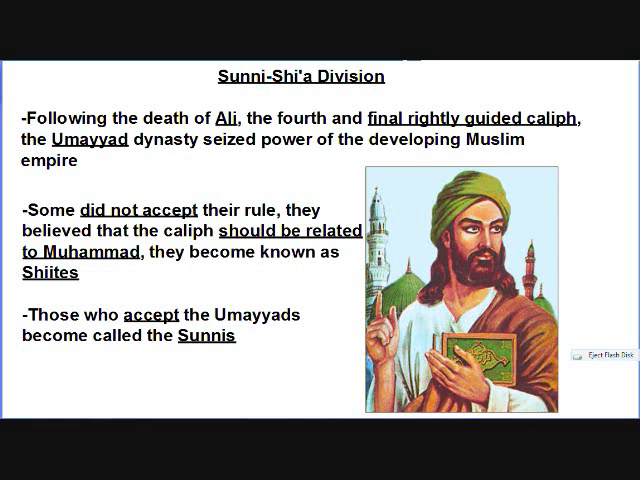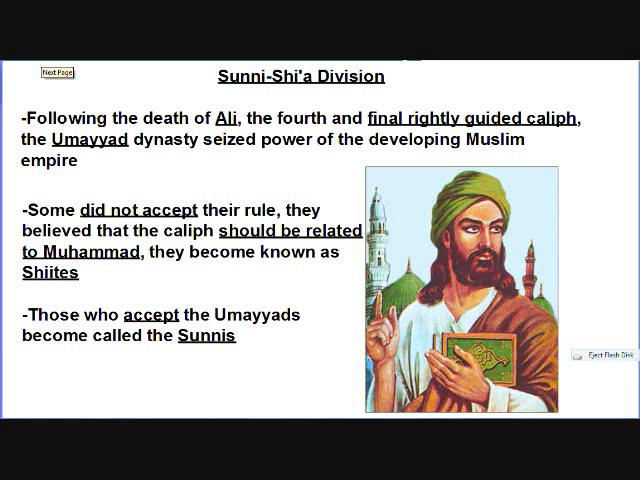If you are a Sunni, you think anyone who has the capability to rule and will do it the right way should go ahead and do it. So Shiites, only descendants of Muhammad. Sunnis, anyone can rule, in particular the Umayyads.